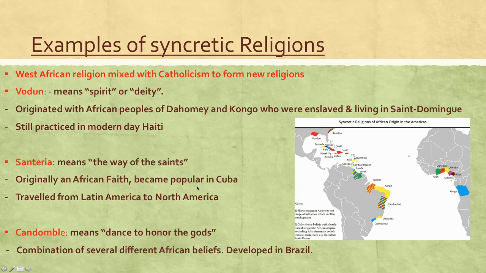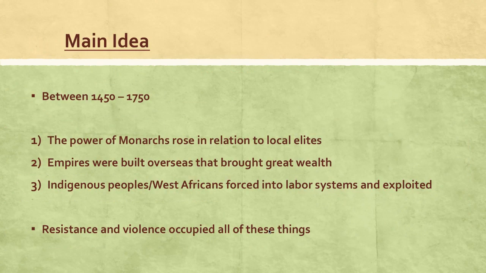Santeria, which is very popular in Cuba, is going to come from Africa as well, and then mixed with Christianity, it means the way of the saints. And then Candomblé were actually developed in Brazil because of how many slaves came to Brazil. And this was also a combination of African beliefs that also mixed with Christianity as well.